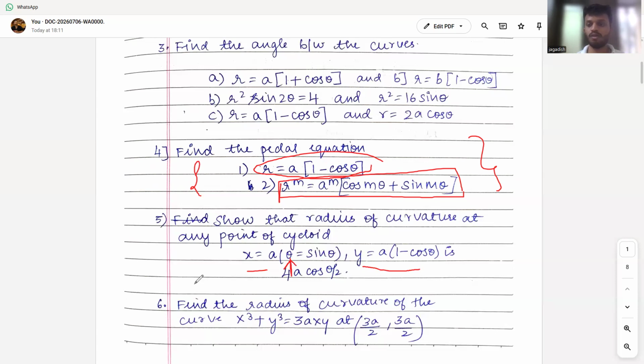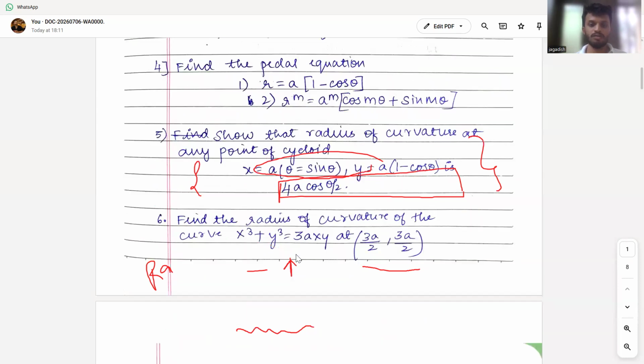Based on radius of curvature also, there is one problem which is very important. Find the radius of curvature of the curve x cube plus y cube is equal to 3axy at the point 3a by 2 and 3a by 2. So you have to find out the radius of curvature concept.